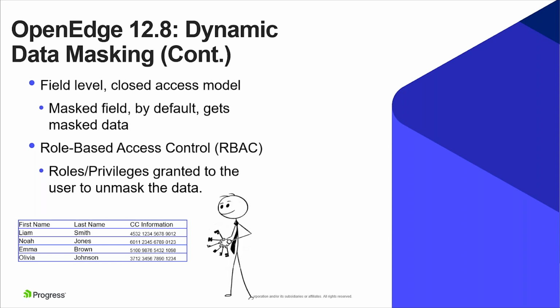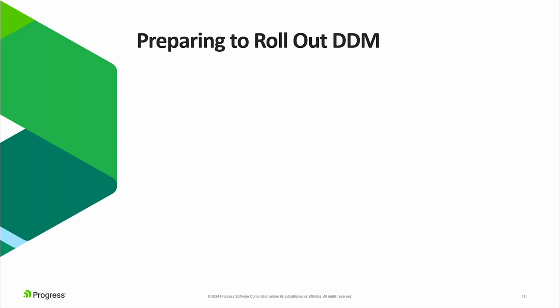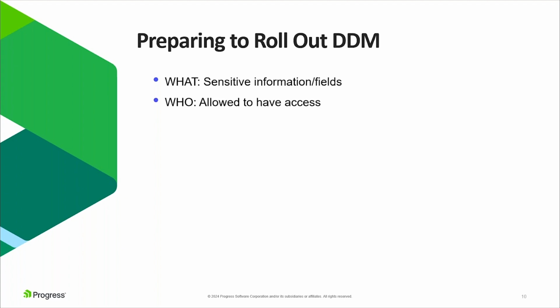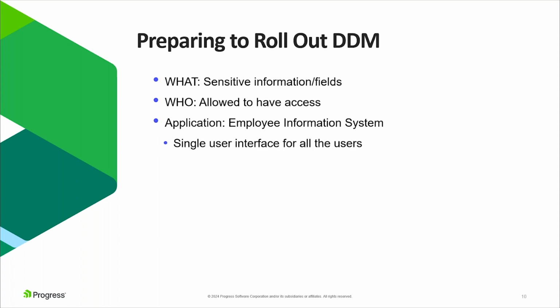Okay. So we have gone through the basics of DDM. Let's see what kind of preparation we need to do to roll out DDM. First of all, we need to identify what information or fields are categorized as sensitive information. Second, who is allowed to view the sensitive information? For that, let's walk through a sample application called Employee Information System. This application has a single or common user interface, and obscures or masks the sensitive information based on the user login.